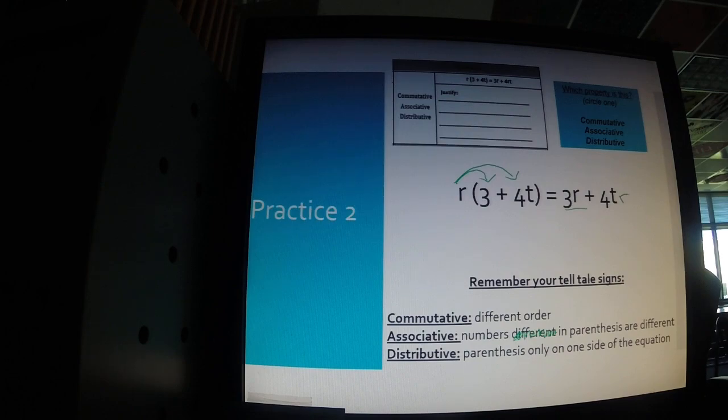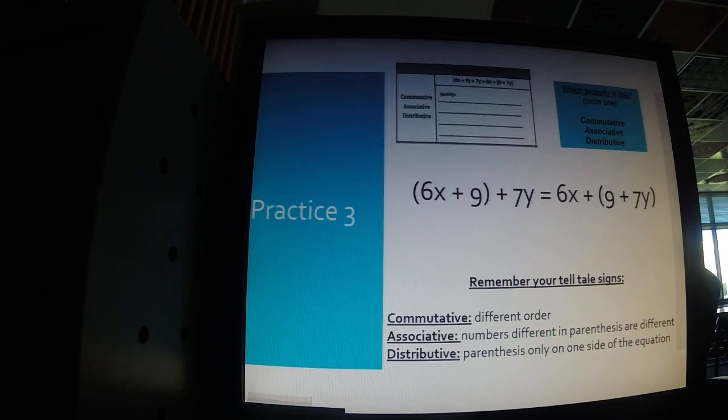There's another edit. Okay. Apparently it's not here, but it is up here conveniently. So we would say that this is the distributive property. So you would circle that here. And then your reason would be that there's parentheses only on one side of the equation. Okay. All right, last example before you do them on your own.